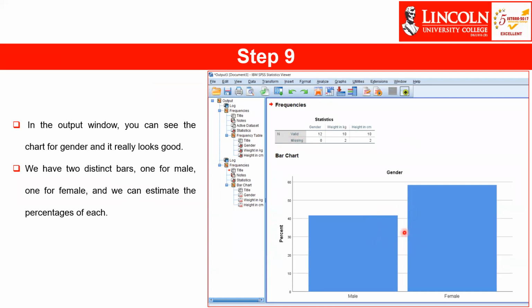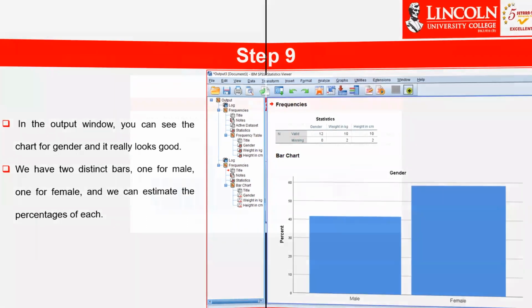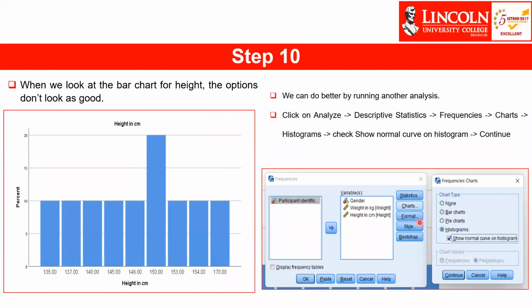Now, here we have 2 distinct bars, one for male, one for female, and we can estimate the percentages of each. Then we look at the bar chart for height. The options don't look good. If we scroll down, you see something like this. We can do better by running a different analysis for this particular one, meaning that you can represent this using a different tool.